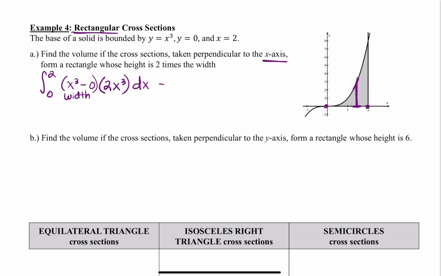All right, so I'm going to go ahead and clean that up a little bit, and I'm going to have the integral from 0 to 2 of 2x to the 6 dx. And there you go. Whatever that value is equal to is going to be the final answer.